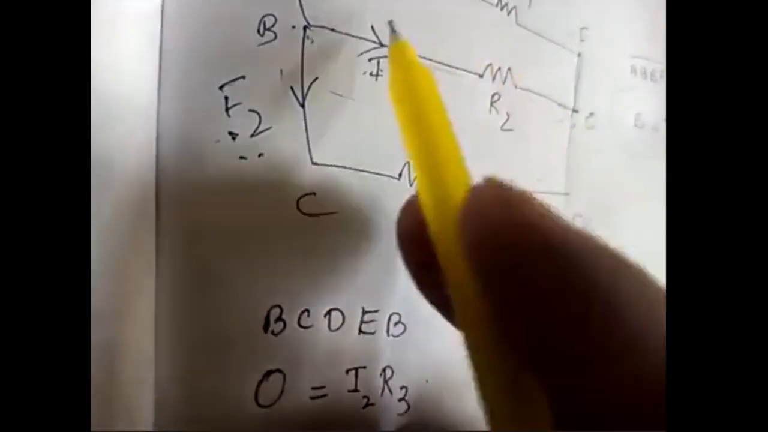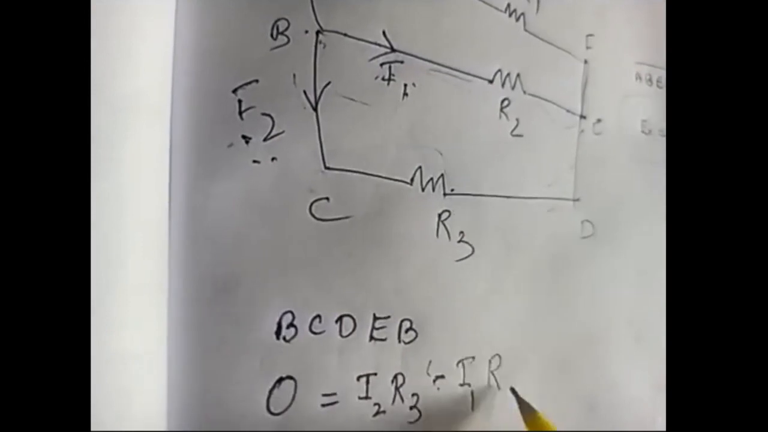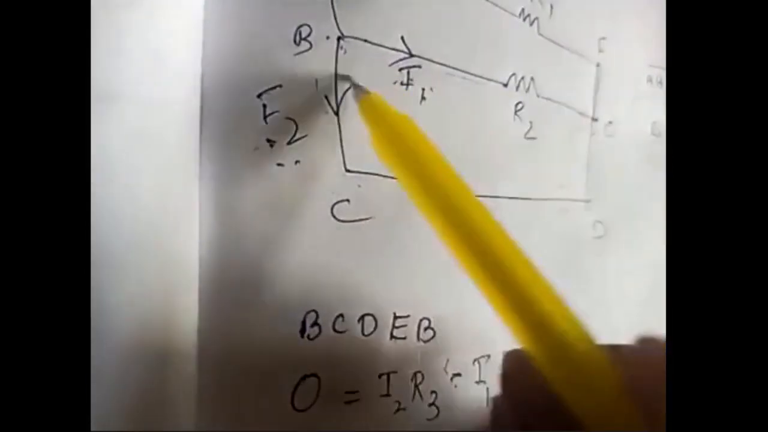So I2 into R3 plus or minus. If it is coming back here, I1 is going in this direction, that is opposite to our loop. Our loop is going in the anti-clockwise direction, but I1 is flowing in the clockwise direction. So we will be taking minus of I1 R2. This is the equation of this loop, B, C, D, E, B.